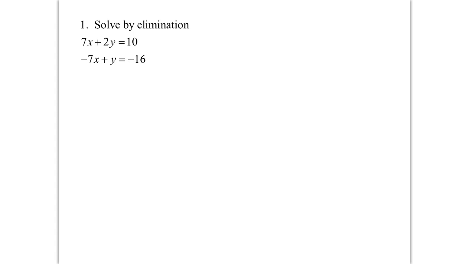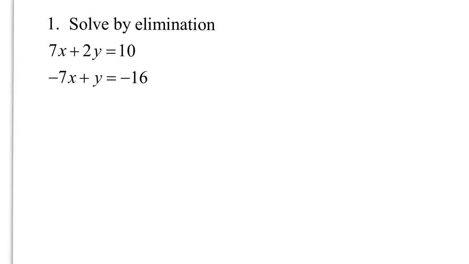Here you see this system. I'm just going to zoom in first. We have 7x plus 2y equals 10, negative 7x plus y equals negative 16. Remember, the idea of a system is you want to get the value of x and the value of y that, when you substitute into both equations, you get a true statement. If you substitute the numbers, you will get 10, and when you substitute the same numbers into the bottom equation, you will get negative 16.